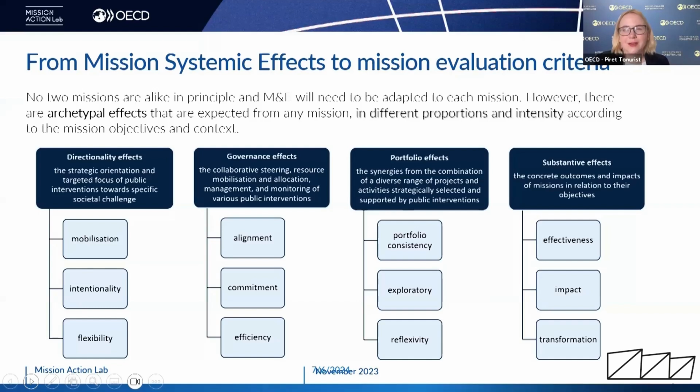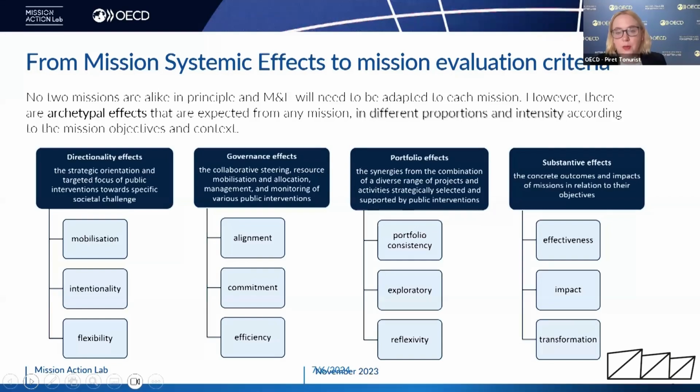And I would say that usually in the second, third year, it is really important in terms of mission delivery to look at governance effects. So how collaborative steering, resource mobilization, allocation, and so forth is happening, because usually, even if the mission is good, even if there is funding behind it, often these governance effects, a lack of good governance or management of missions, are the ones that start to really influence whether a mission succeeds or doesn't succeed.